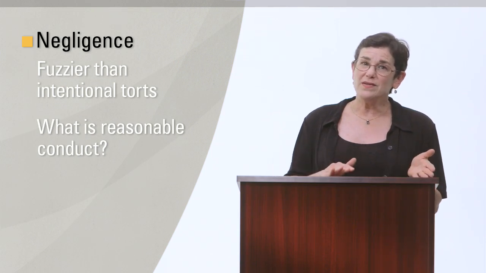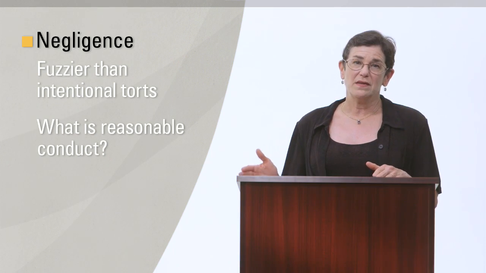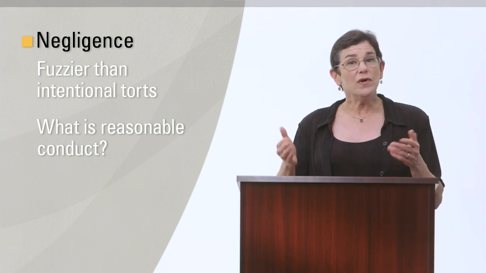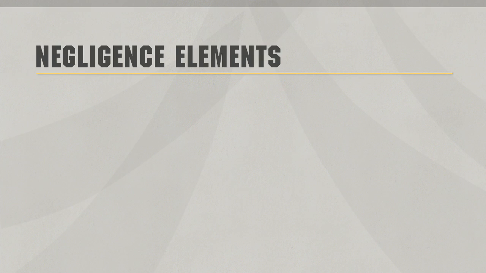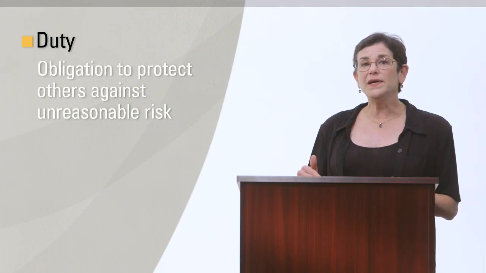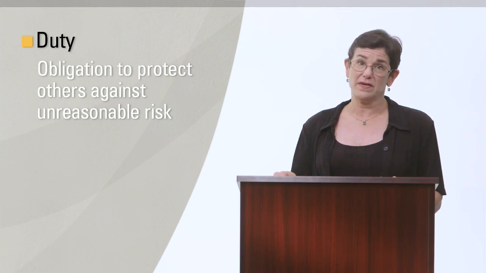Moreover, what's reasonable or unreasonable can change with the circumstances. This puzzle can drive both law students and judges crazy. You can break negligence torts into elements too. A negligence claim requires 4 elements: duty, breach of duty, causation, and damages. A duty is an obligation to protect other people against unreasonable risks.